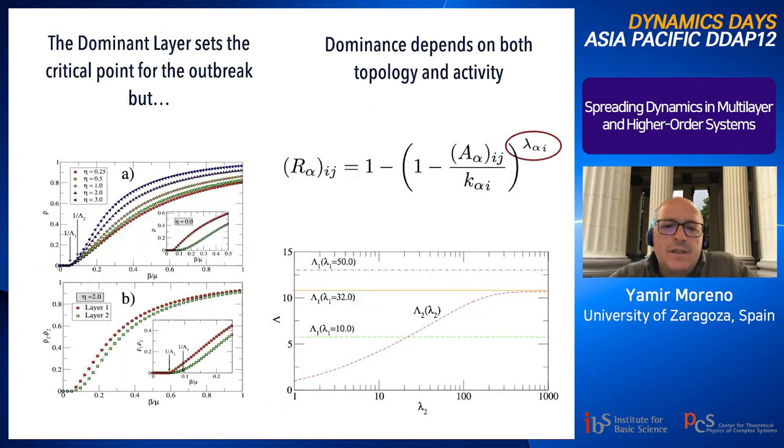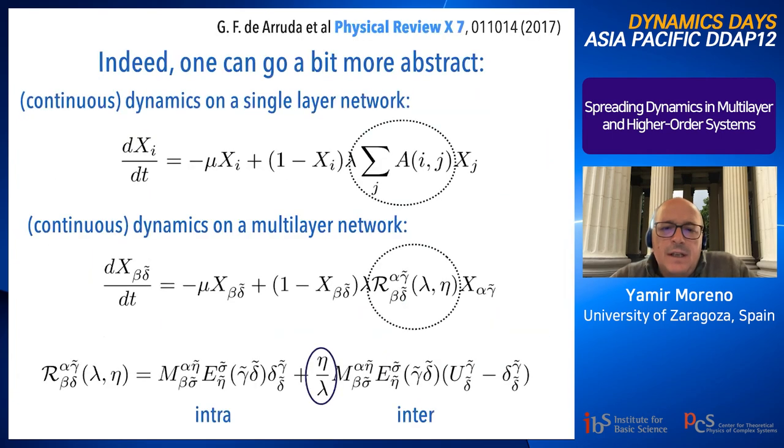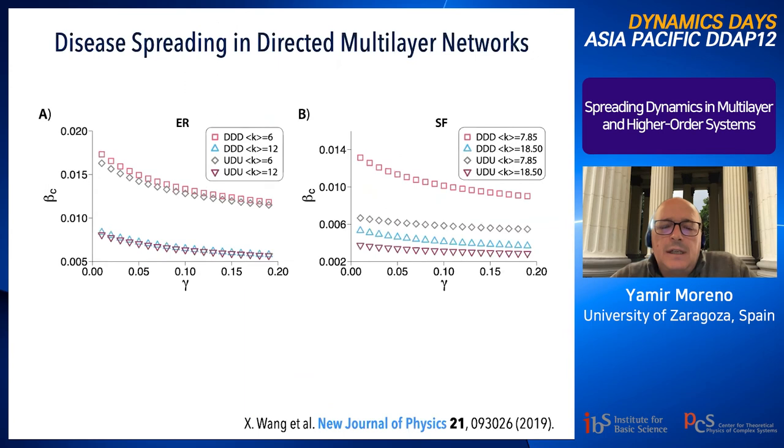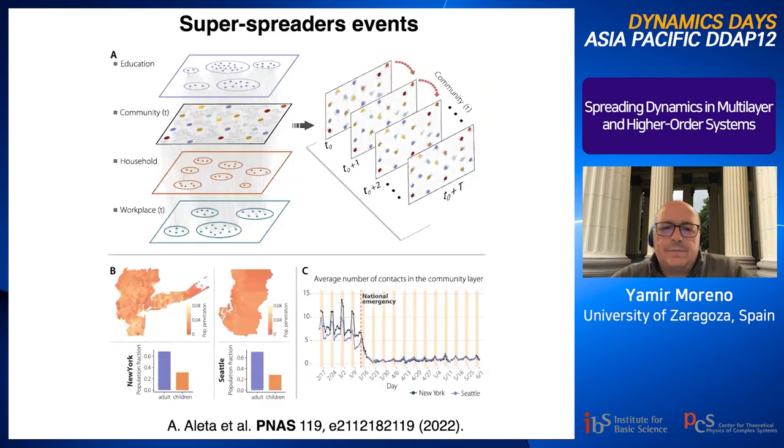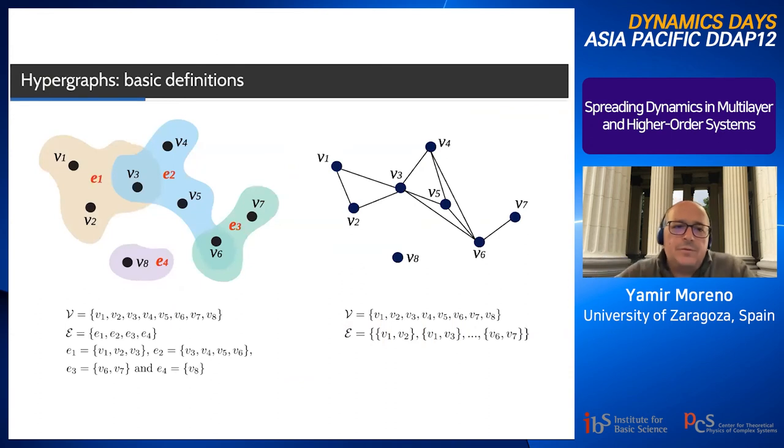So let me finish by just mentioning what we are doing now. I was too optimistic with the number of slides. What we are doing now is to study these processes, these complex contagion and disease dynamics, on top of higher order systems, on what we call hypergraphs. A hypergraph is what you see here. So this is the projection, the graph representation of this hypergraph.